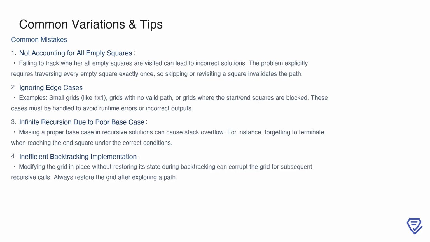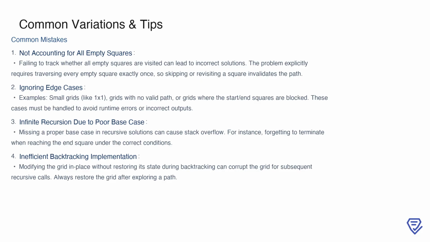Another pitfall is ignoring edge cases. For example, small grids like 1 by 1, grids with no valid paths, or scenarios where the start or end square is blocked. If these cases aren't handled properly, your solution might crash or produce incorrect results. Additionally, in recursive solutions, a poorly defined base case can lead to infinite recursion. For instance, if you forget to terminate when reaching the end square under valid conditions, it could cause a stack overflow.